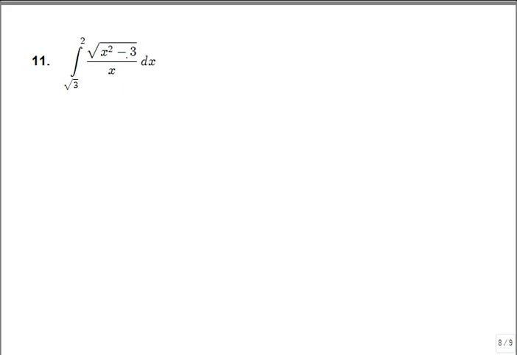Now the a squared is 3, which means the a by itself would be the square root of 3. So we're going to need to let our x equal square root of 3 times secant theta. So dx would be square root of 3 secant theta tangent theta d theta. So I'm going to leave off my bounds initially here. We'll deal with those at the end. Let's figure out what the antiderivative is first.